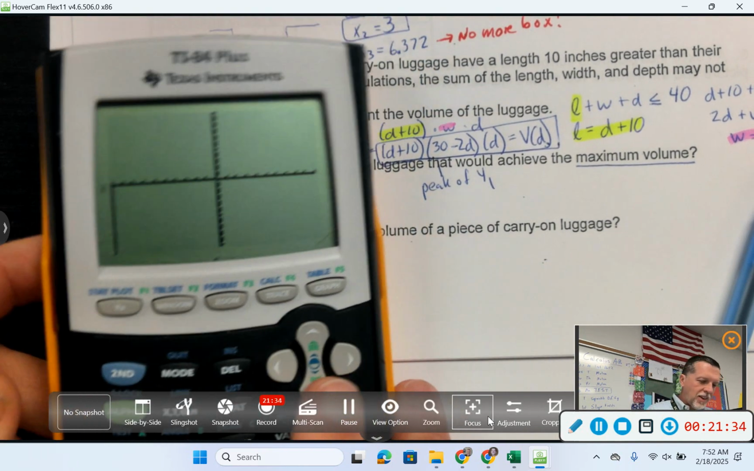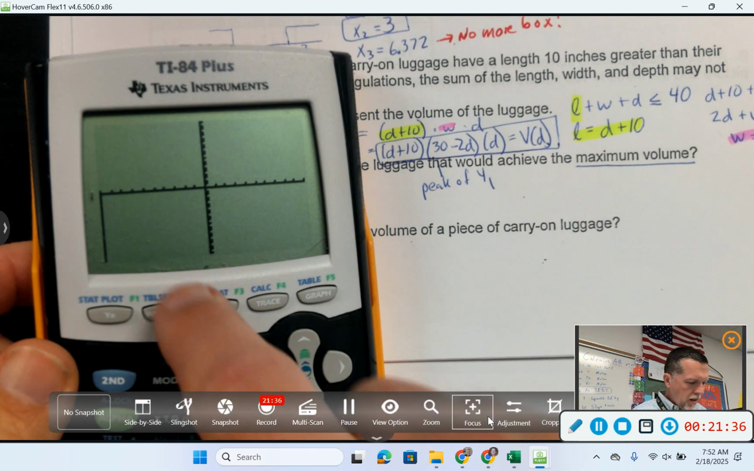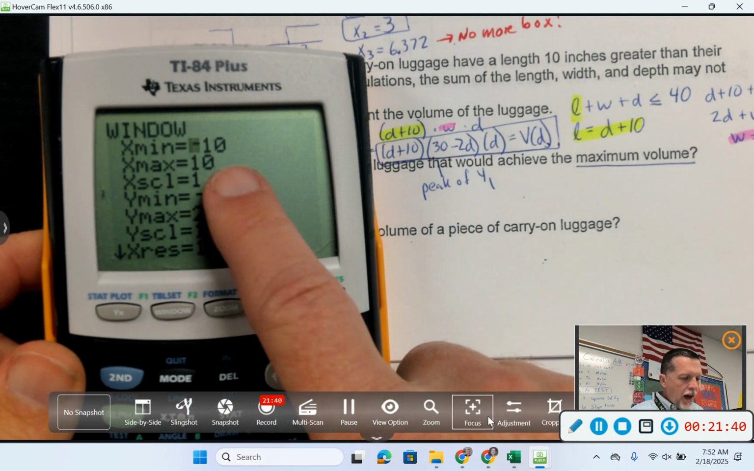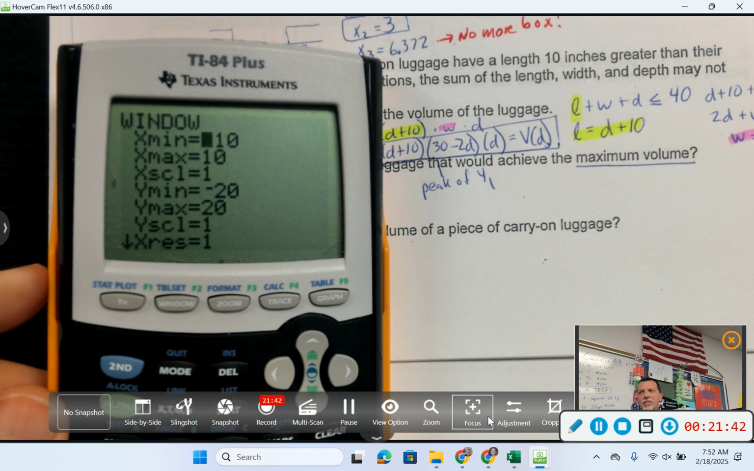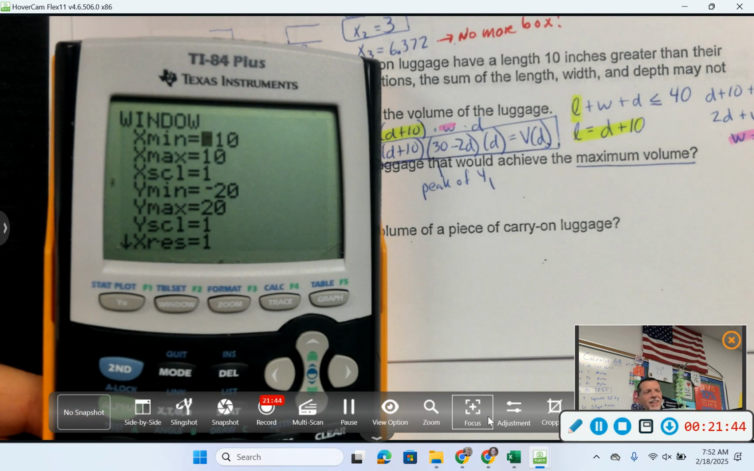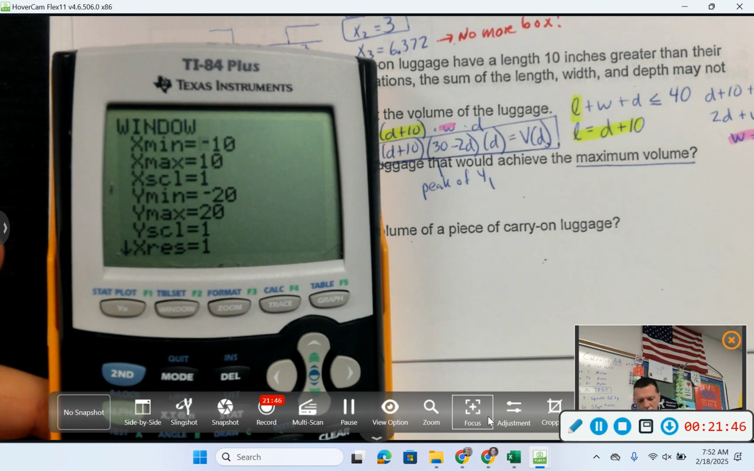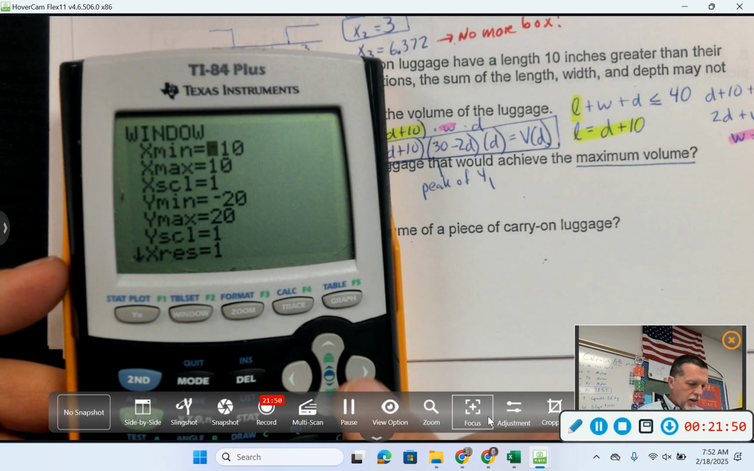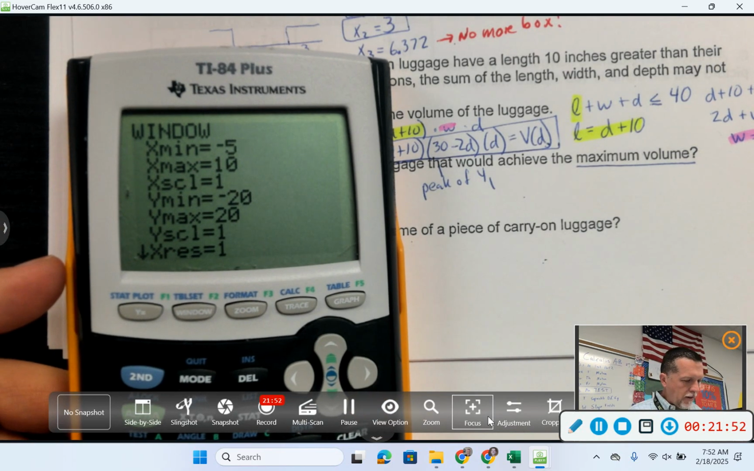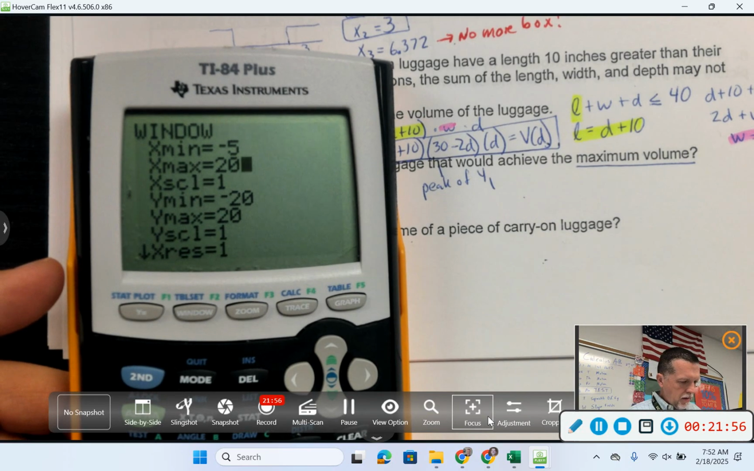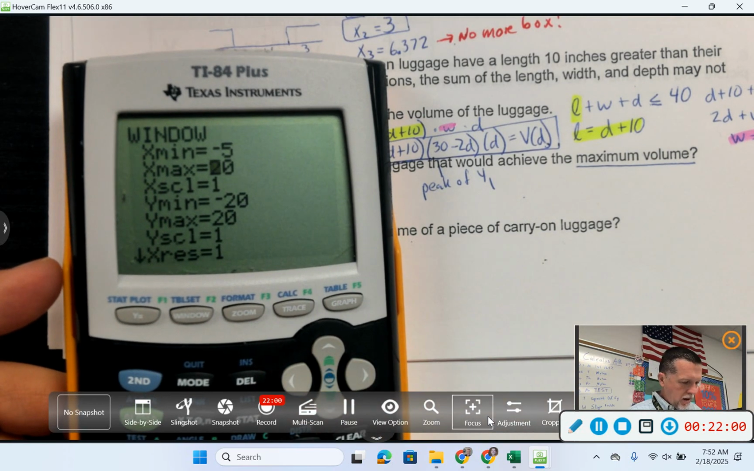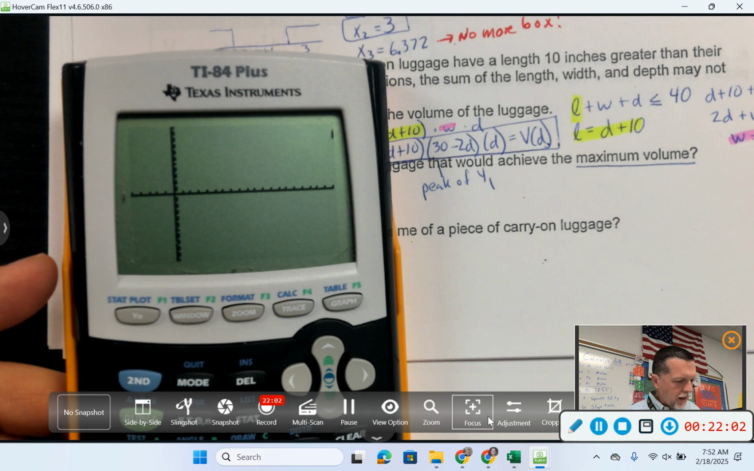Uh-oh. Well, I'm not seeing anything there. I might need to expand my x window. I don't really need to expand it in the negatives, because if D is negative, that's not going to make any sense. That's like the box that we destroyed earlier. I can't have a negative depth, so I don't really care how far negative we go with the x's. We certainly wouldn't go any farther than 40. I guess let's go out to 20 and see what it looks like.